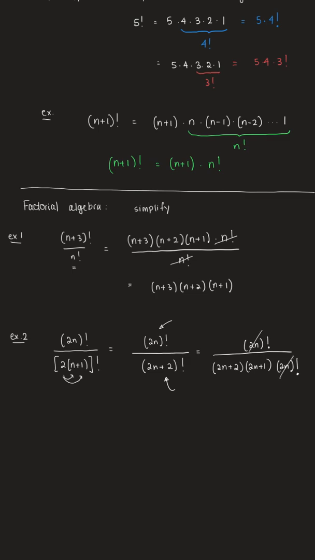Those will cancel out, so I'll be left with, in simplified form, 1 over 2n plus 2 times 2n plus 1. So that's just a little bit of work with factorials and how to rewrite them.